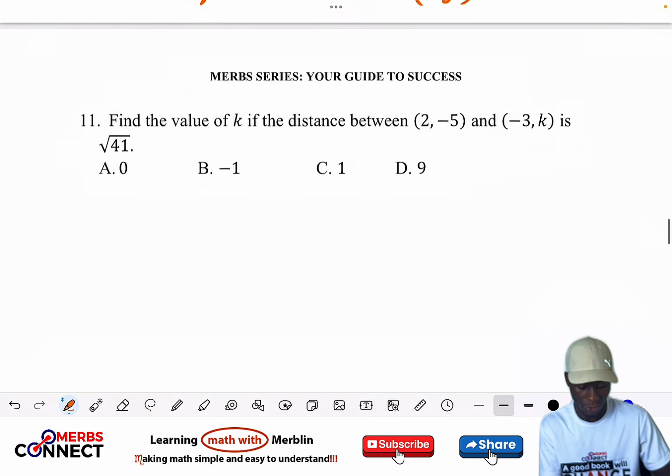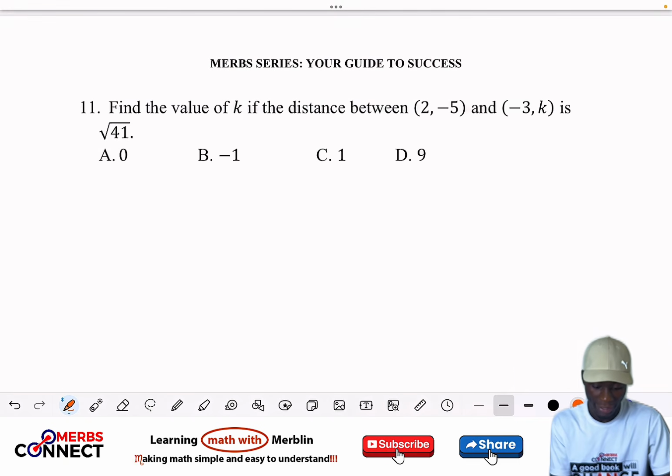So this one too is very simple from here. We have 10 more questions to go. Let's just finish it up and take our final exams with confidence.